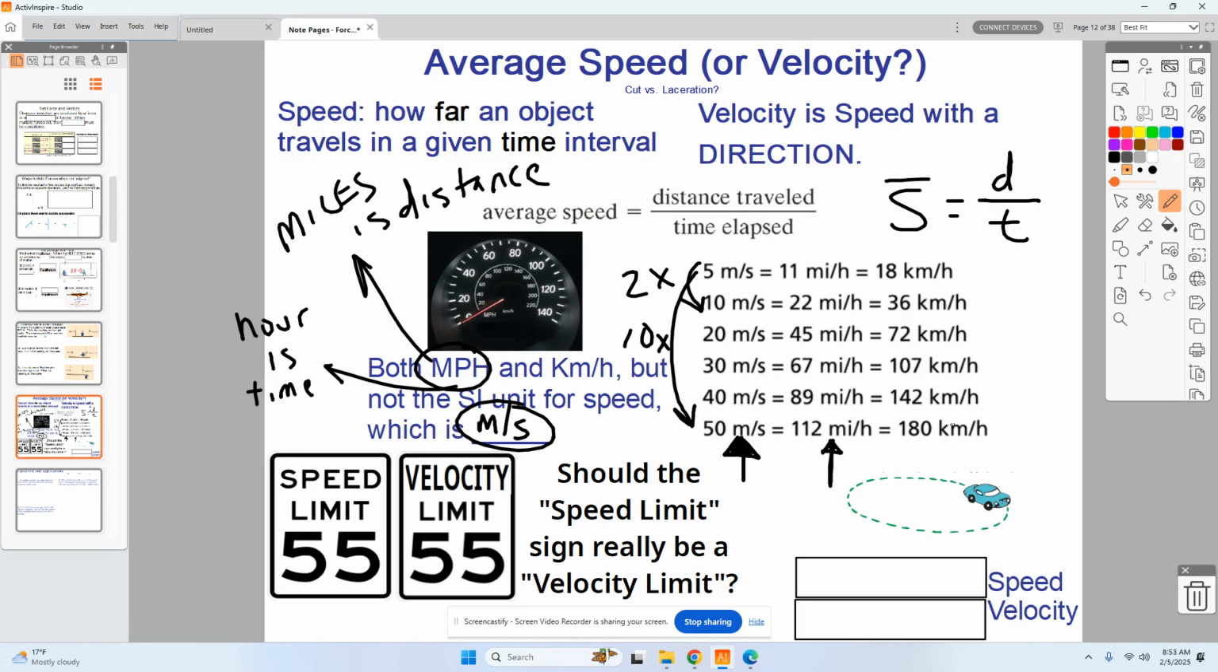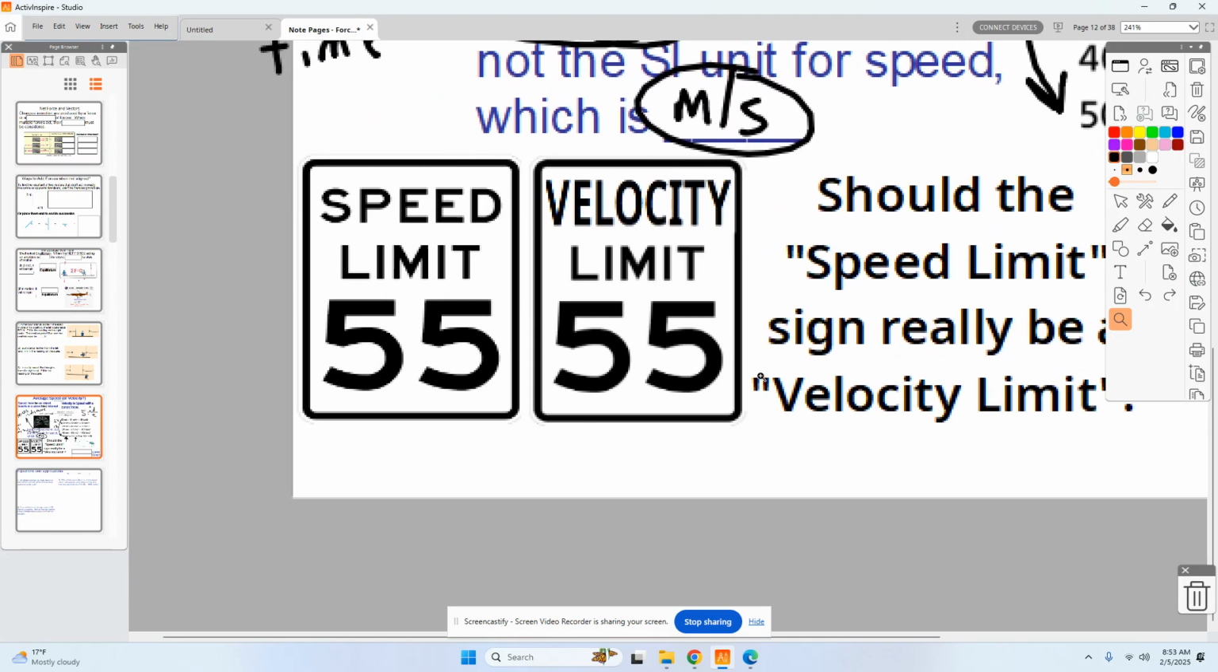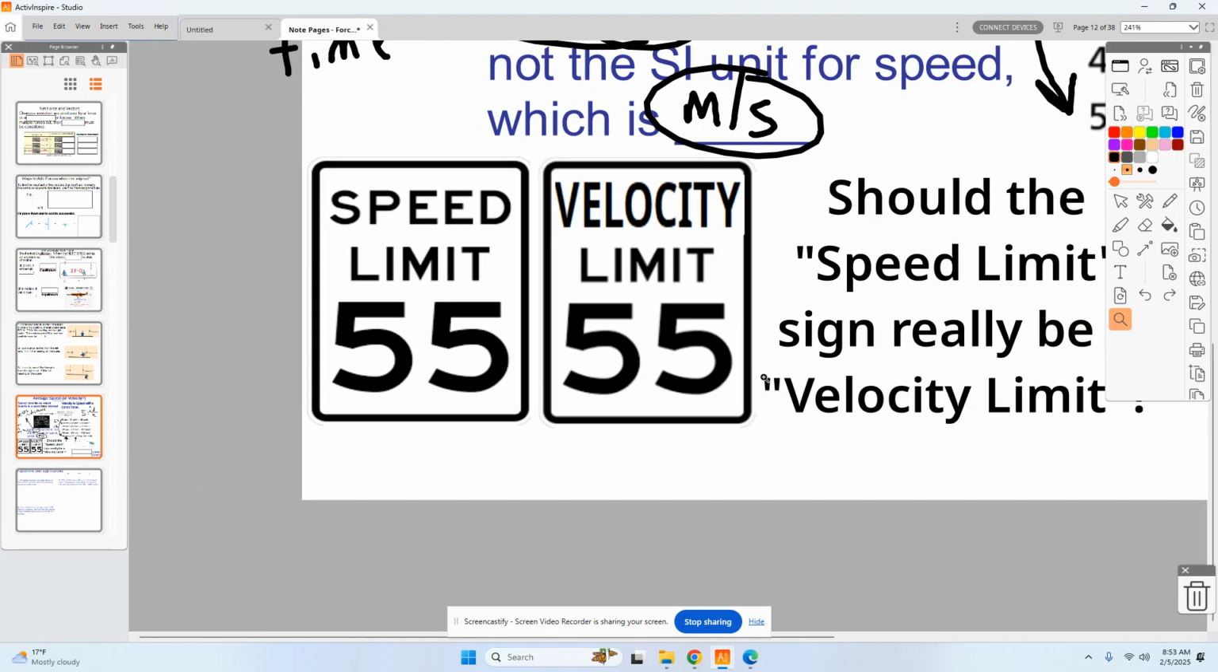Now, I'm going to try to convince you that the speed limit sign should be replaced with velocity limit signs. I want to talk a little bit about direction. So I'm going to share a story with you, and I do a lot of story sharing in part because there's a lot of interesting physics involved in this, and I've lived a fairly long life so far.